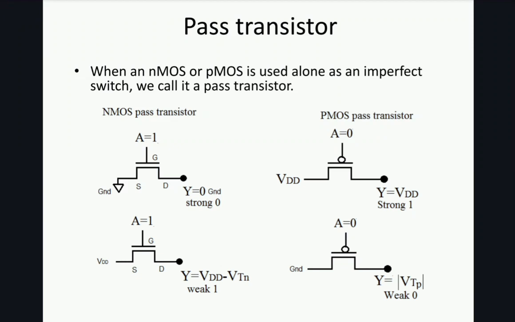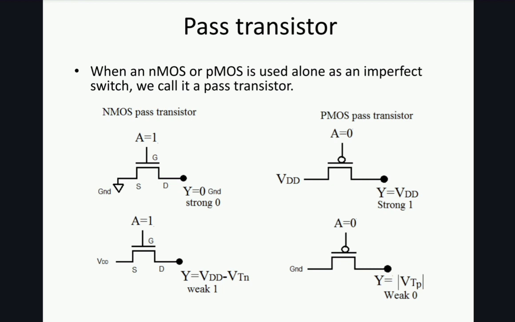In this video we are going to see about the pass transistors, when an NMOS or PMOS is used alone as an imperfect switch. We call it the pass transistor. Here we can see the NMOS pass transistor and PMOS pass transistor in two different configurations, that is when the source is grounded and when the source is connected to VDD. We see that the NMOS pass transistor is used to pass strong 0, and when its source is connected to VDD and drain to the output, it is weak 1. The output will be VDD minus V threshold of that NMOS.